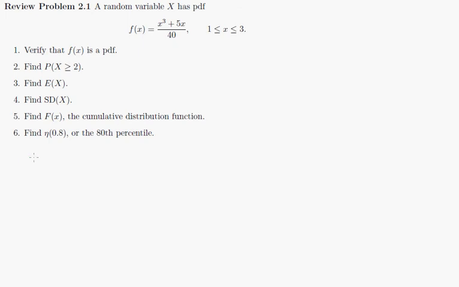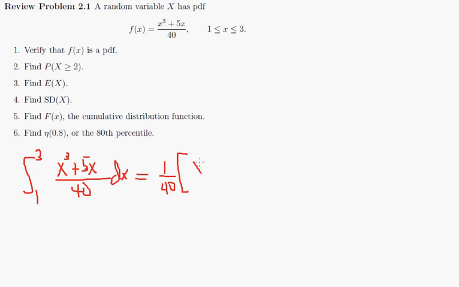To check the integral is correct, we do the integral from 1 to 3 of x cubed plus 5x over 40 dx, and then do the integral. So that'll be equal to 1 over 40. And then the antiderivative will be x to the fourth over 4 plus 5x squared over 2. And I evaluate my endpoints between 3 and 1.